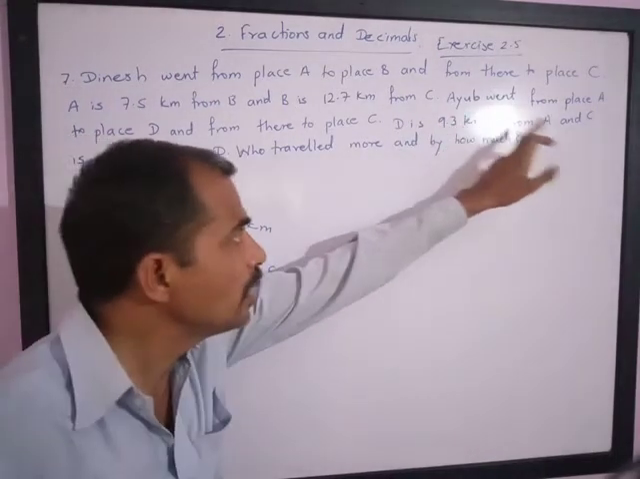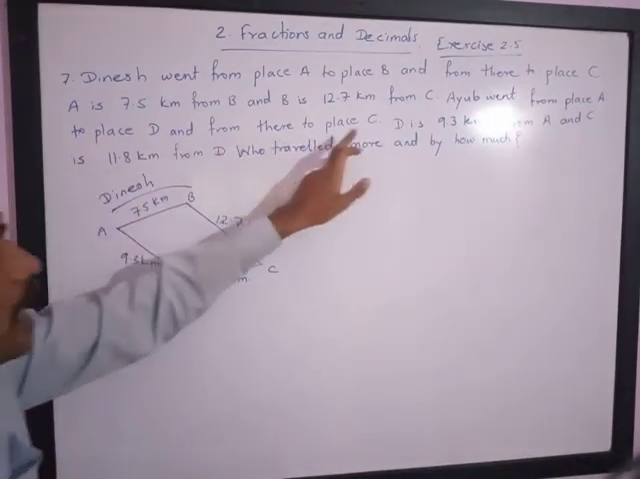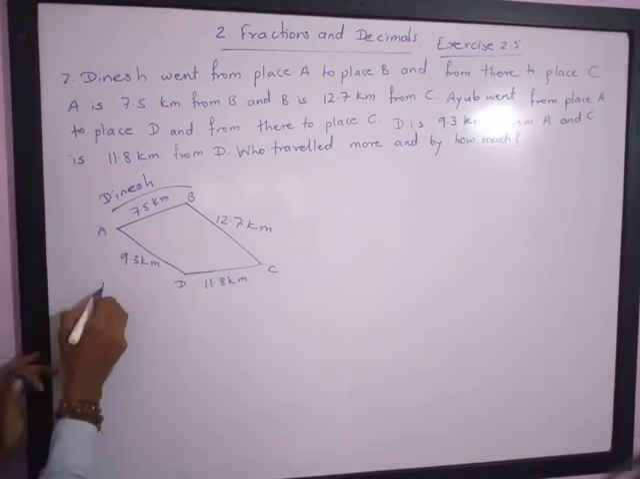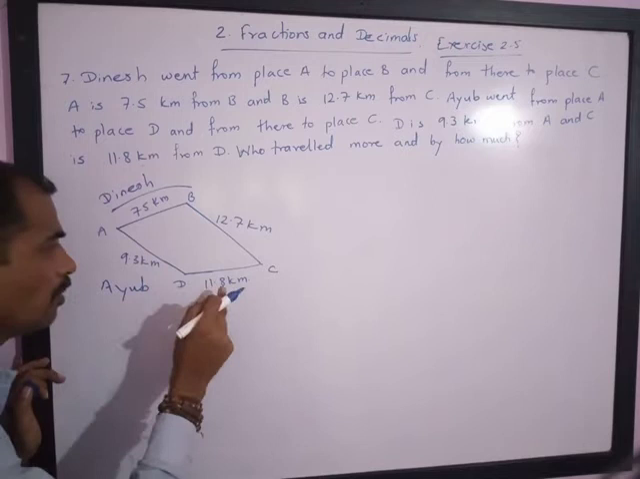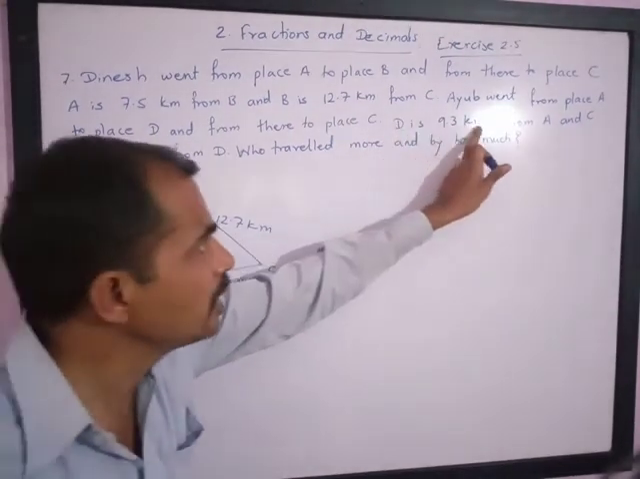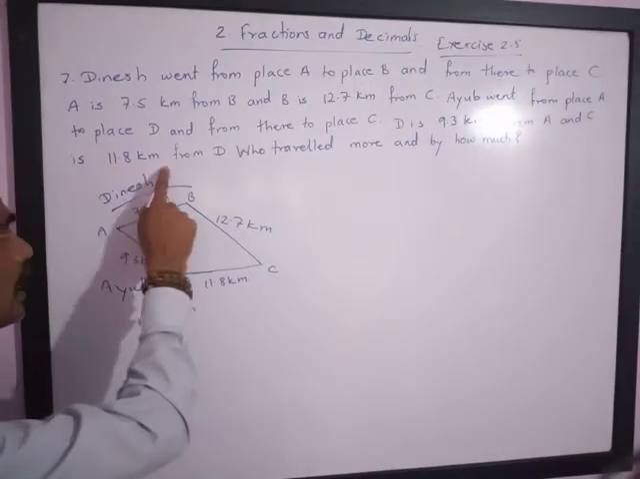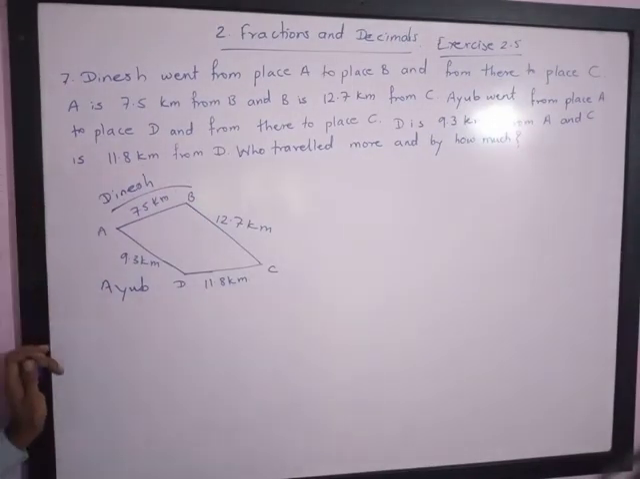Ayub went from A to D and from there to place C. So Ayub went this way, from A to D and then from D to C. D is 9.3 kilometers from A. The distance between A and D is 9.3 kilometers. C is 11.8 kilometers from D. The distance from C to D is 11.8 kilometers.